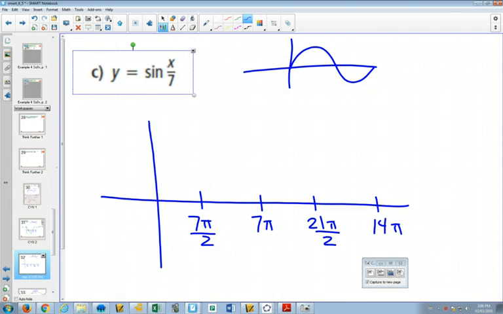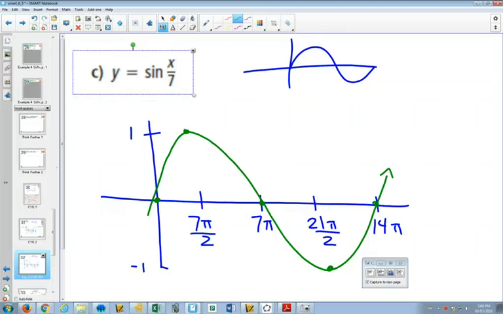Where does sine start? It starts on your center line, in your middle, goes to your maximum, down to your middle, down to your minimum, back to the middle. And now we can answer what our period is. Our period is going to equal 14 pi.